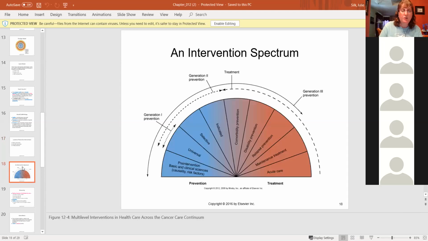All right, this is an intervention spectrum. So multi-level interventions in healthcare across the cancer care continuum is what this is looking at. When you're looking at this, they go from prevention to treatment. Prevention starts with pre-intervention, basic and clinical sciences. They look at risk factors and causality. Then they look at universal, selective, indicated. And then it goes a little further. It goes, okay, now comorbidity prevention, disability prevention, relapse prevention, maintenance treatment, and then acute care.